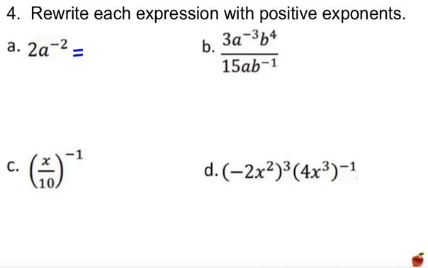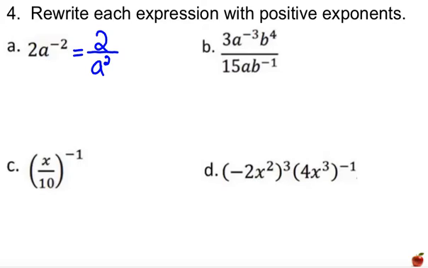So to deal with this a to the negative 2, we are going to move a squared into the denominator. When we do that, that gets rid of the negative exponent. Now, the coefficient 2 does not have a negative exponent, so it doesn't move. It's got to stay on top. So this simplifies to 2 over a squared.